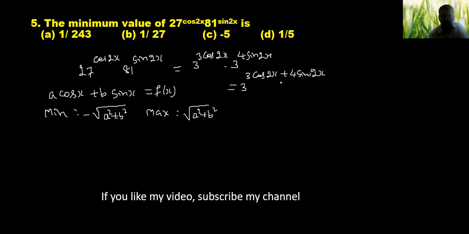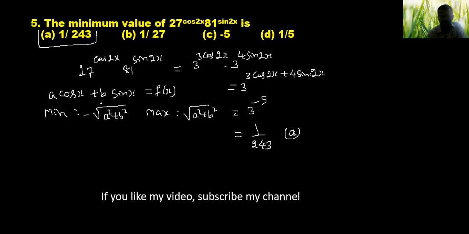Correct. Now the power is in the form of a cos s plus b sin s. We get 3 power minus 5 because we want the minimum. Minimum is minus root of a square plus b square: 2 square is 4, 3 square is 9, plus 4 square is 16. Root 25 means 5. So 3 power minus 5 means 1 by 243. That is option A. So question number 5, A is the answer.